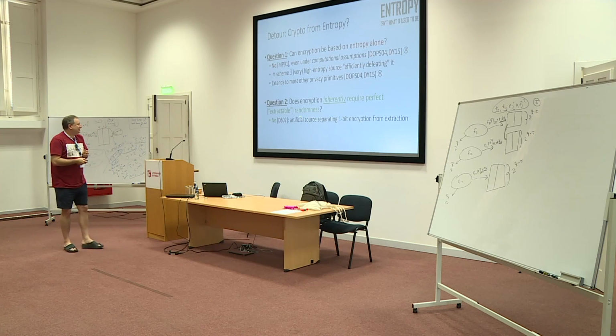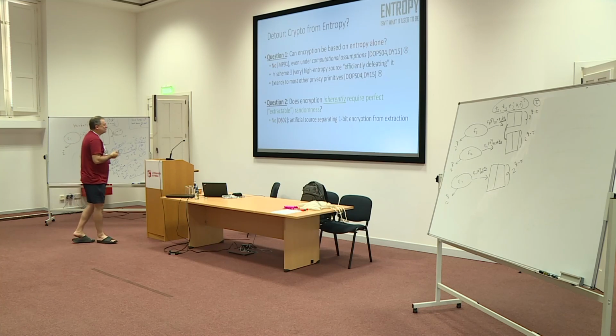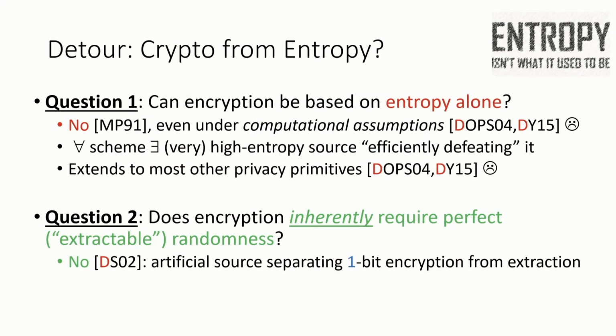Initially, that was one of my early papers in 2002 with Joel Spencer. That's the paper that gave me Erdős number 2, but that's not why we wrote it. We had an artificial source separating 1-bit encryption from extraction. I gave you a family of distributions which is not deterministically extractable, but from which I can build a symmetric 1-bit encryption scheme. So it gave us kind of hope.